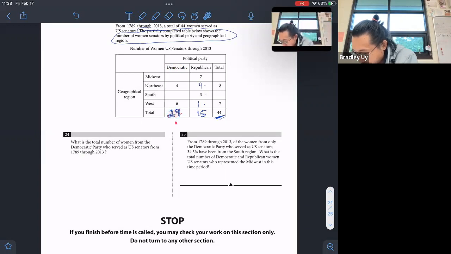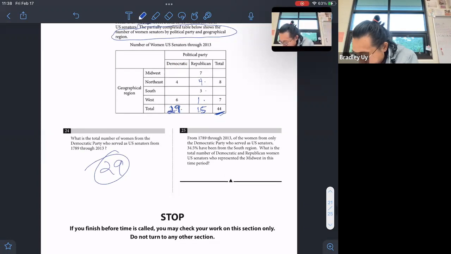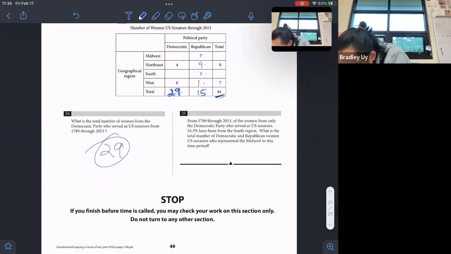These two have to add up to 44, so I did 44 minus 15 to get that. The answer is 29. And here we go. We need additional information to get these. There's no way we can get those without any additional information, and this is going to be the information given.